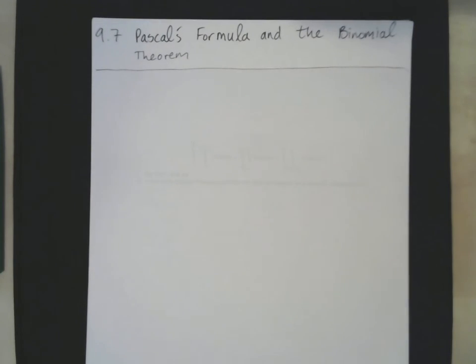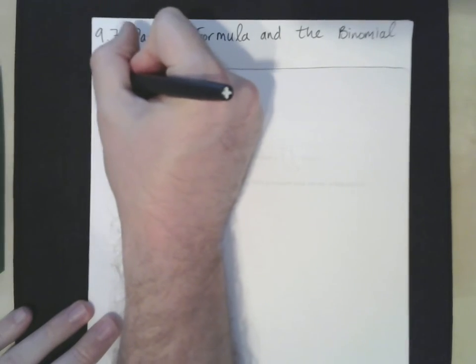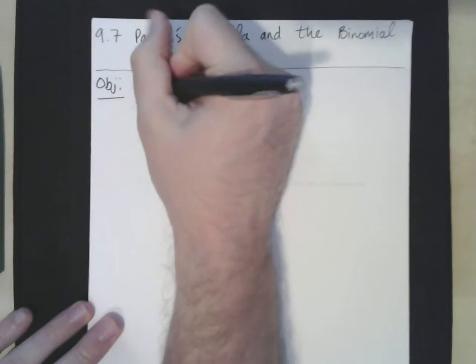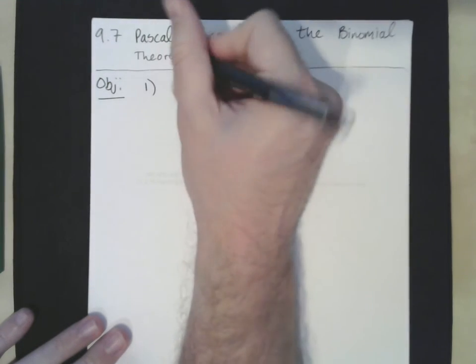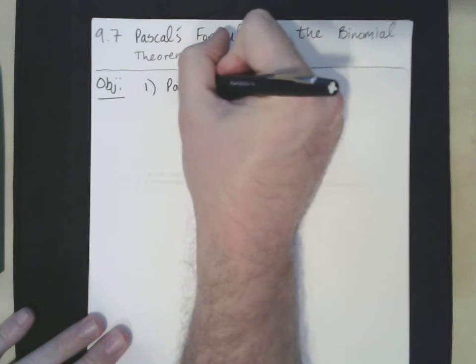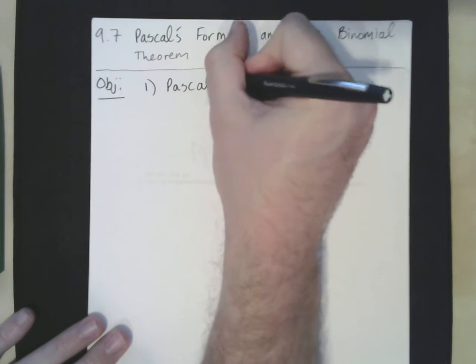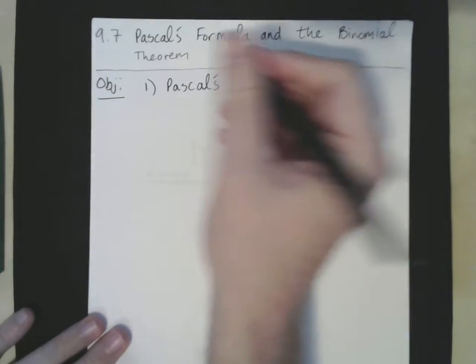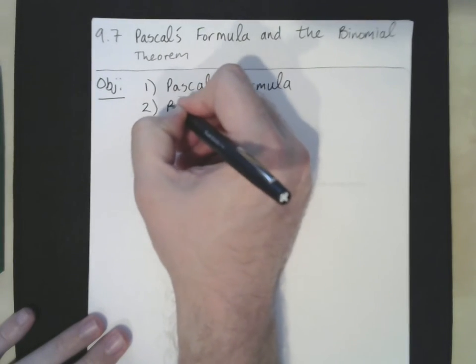So here we are in our final section of the class, section 9.7 on Pascal's formula and the binomial theorem. I know that we've seen these two things before, but we're going to connect them to some of the things we've been doing in chapter 9. So we have two objectives. One is to look at Pascal's formula. And number two is to take a look at the binomial theorem.